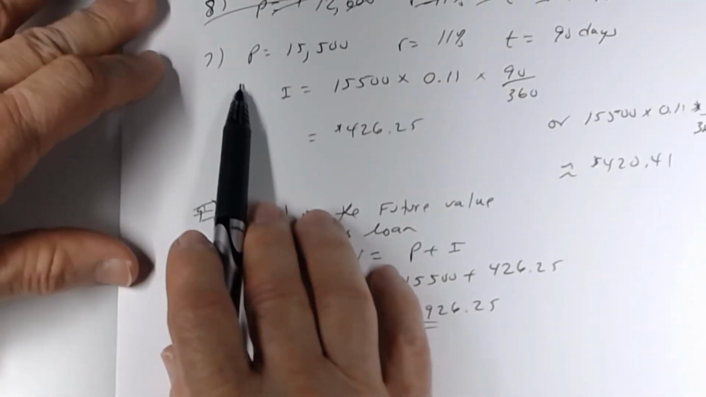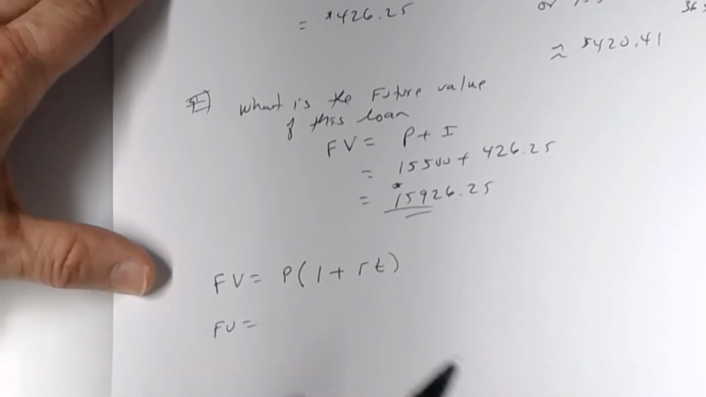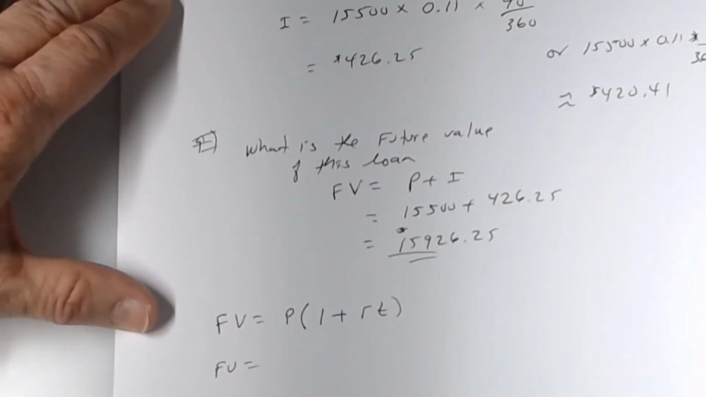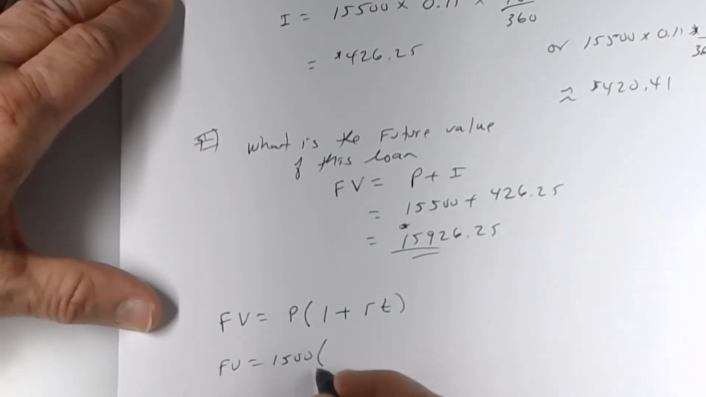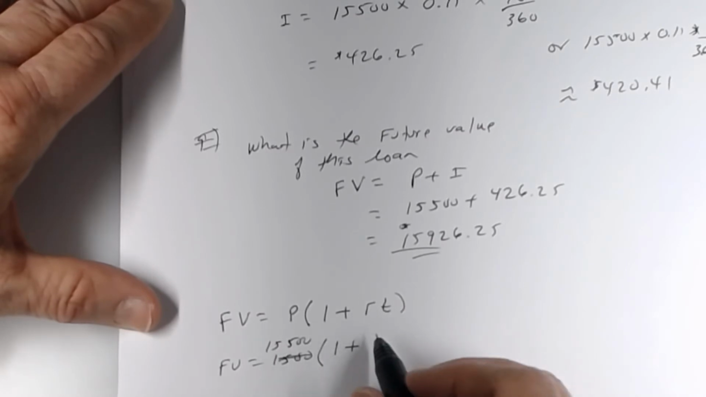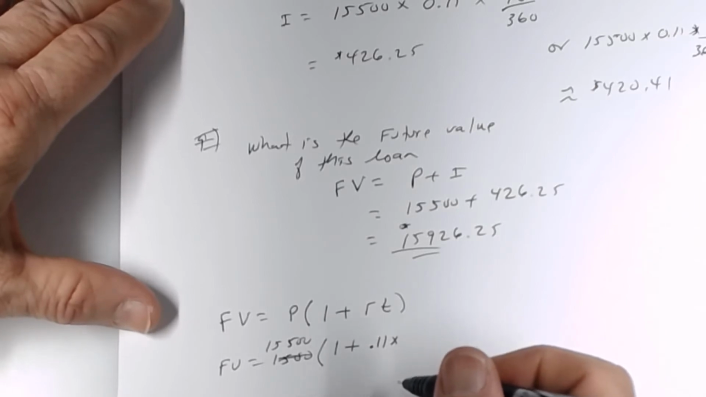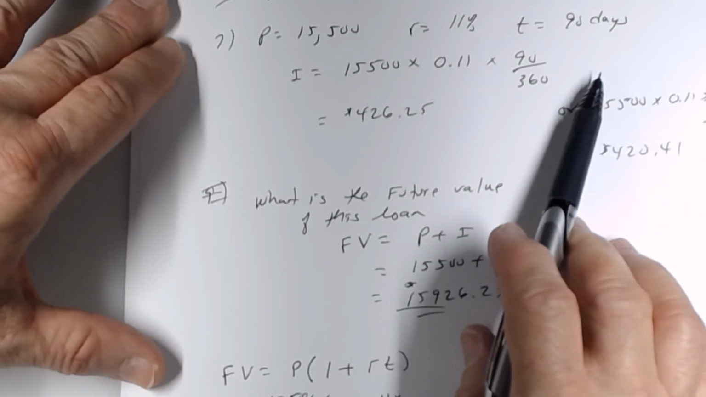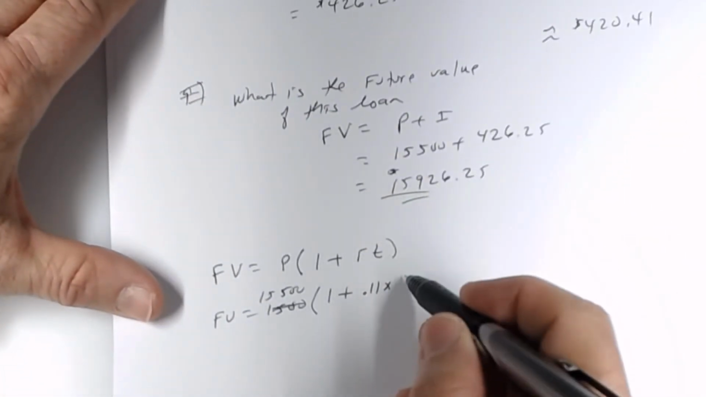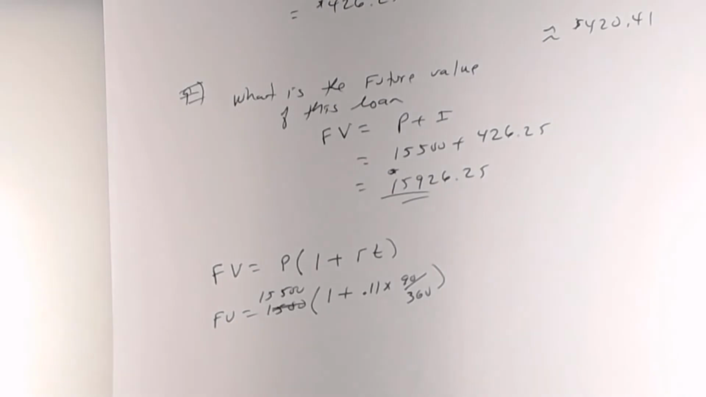I want to do number 7 using this formula for future value. So future value is the principal. What was the principal in number 7? 15,500 times, in parentheses, it's important using this formula, 1 plus the rate. What's the rate in number 7? 0.11 times the time. Now remember, time must be in years. And in number 7, what was the time? 90 days. So I have to convert 90. I have to divide 90 by what? Yeah, let's use 360, since that's what they asked us to use.